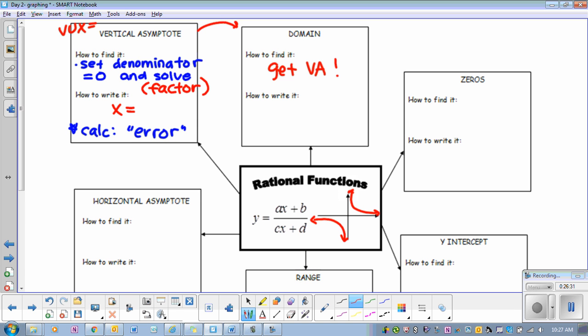All right. So how do I write the domain? Well, I already showed you guys in the other page, right? We're going to use set filter notation. Braces, X bar, and then what? X can't be VA, my vertical asymptote. Do you agree? All right.